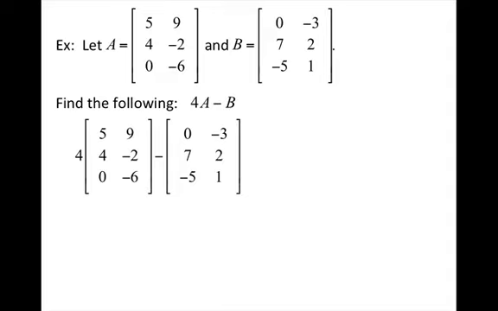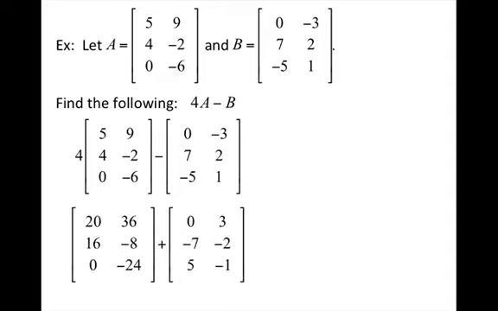So I'm going to take my first matrix and multiply every element by the scalar 4. And I'm going to take my second matrix and the negative sign in front, treat it as a -1, and multiply every element in it by -1. So when I do this, I have the matrix 20, 36, 16, -8, 0, -24, plus the matrix 0, 3, -7, -2, and 5, -1.